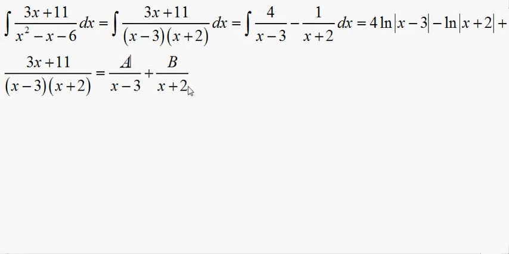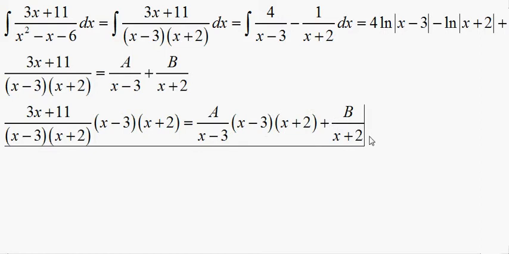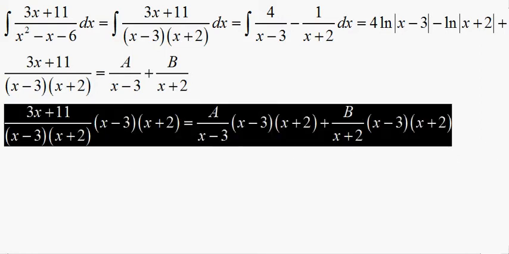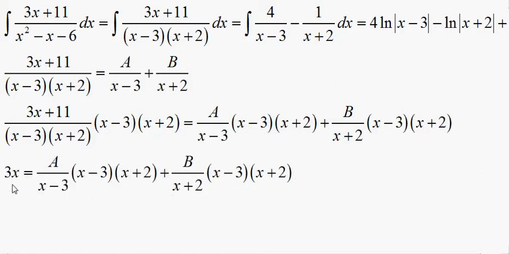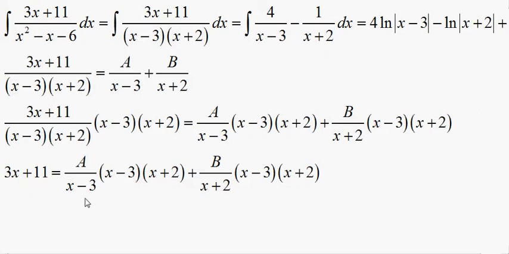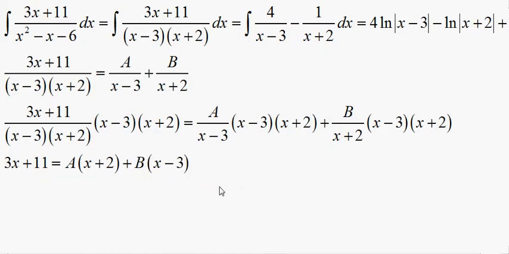But now, since these two are equal, we can multiply both sides by this denominator here. So if we multiply both sides, I'm just going to explicitly show that, just so it's more clear there. So we multiply both sides by that, make a new line. This all cancels to just 3x plus 11. This x minus 3 cancels with that one, and then we just get a. This x plus 2 cancels with that one, and we just get b.